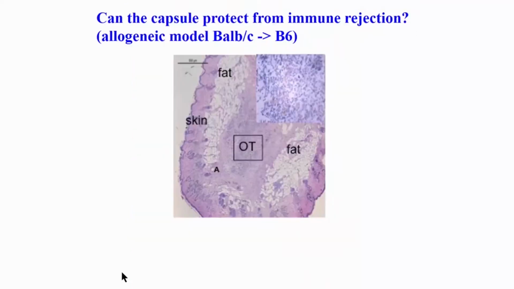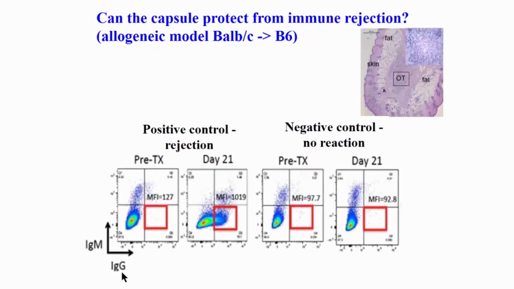And then the big question was, does it induce immune rejection? So even if you see that the follicles are functional, it can still cause immune reaction. This is the tissue without the protection, so it's completely destroyed. And then if you look at the presence of the antibodies, we do some flow at day 0, before transplantation, there are no antibodies against the Balb C tissue, but then after 3 weeks, you start seeing a lot of antibodies. This is our negative control, just pure hydrogel.